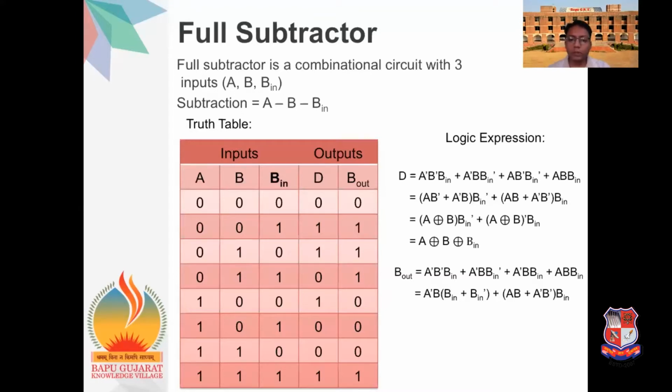So here let's take out the common terms. Now further simplifying the second row, the first term B in plus B in dash is equal to 1. So only the first term remains, converted into A dash B, plus the second term, where the XNOR gate is there, AB plus A dash B dash, which is also known as the complement of the XOR gate. So here it is written as the complement of the XOR gate. So A XOR B complement into B in.